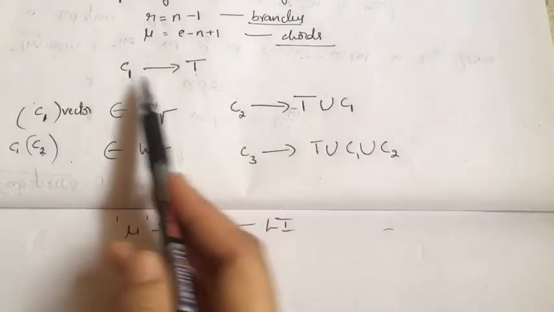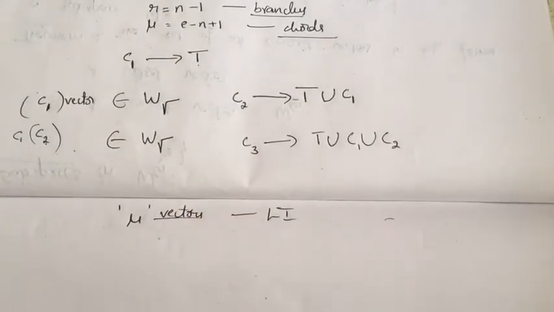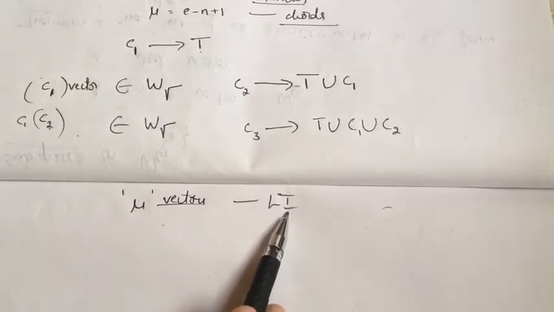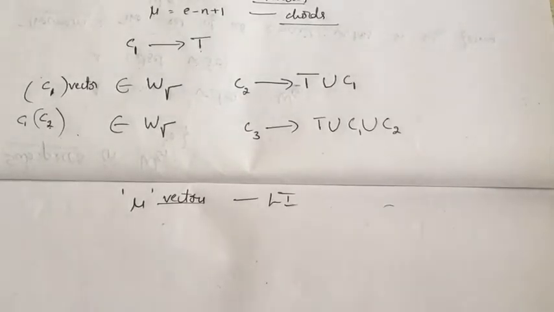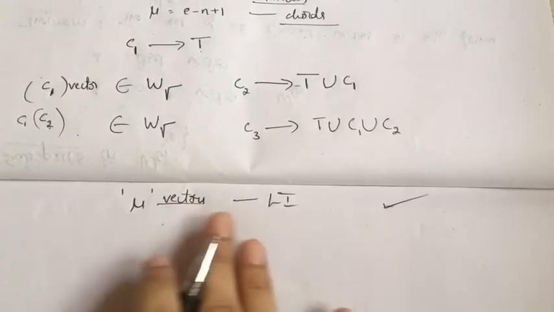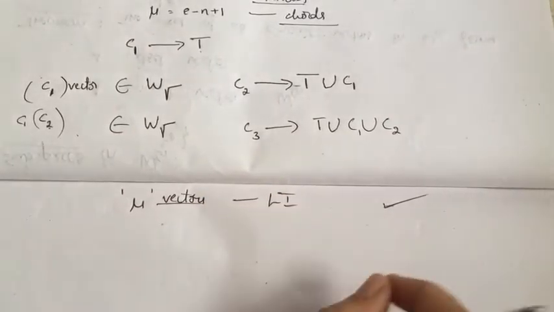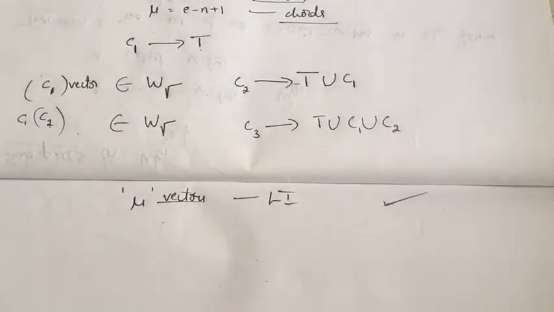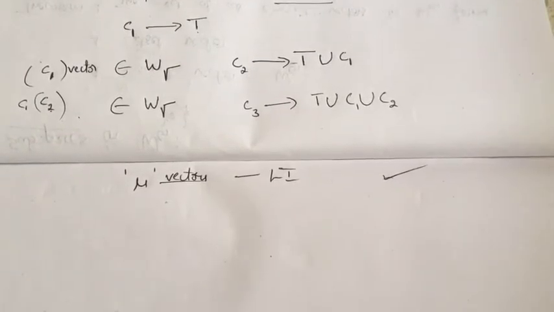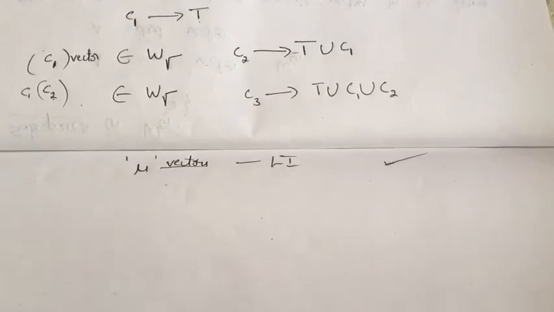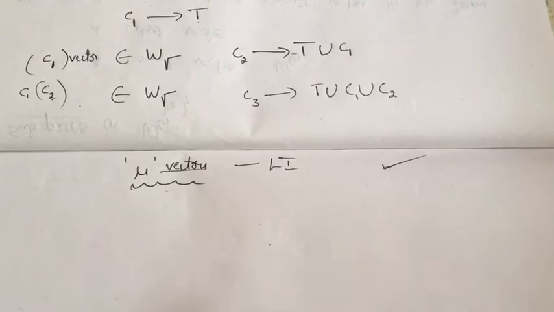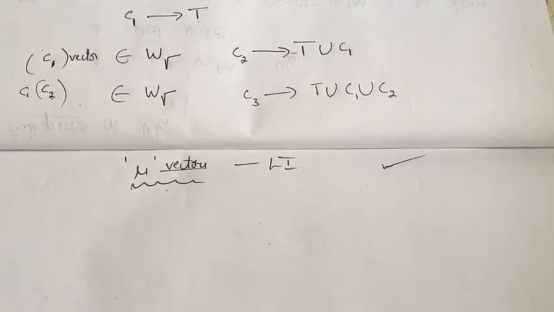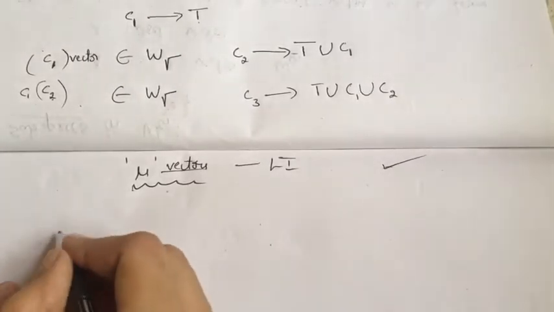Each vector I'm getting by adding one of the mu chords. Now I have got mu vectors which are linearly independent, and each vector represents a fundamental circuit. So the first part is over, that is, showing that the set of fundamental circuit vectors is linearly independent. Now I have to show that every circuit vector is a linear combination of these mu vectors. For that, I'll consider an arbitrary circuit.